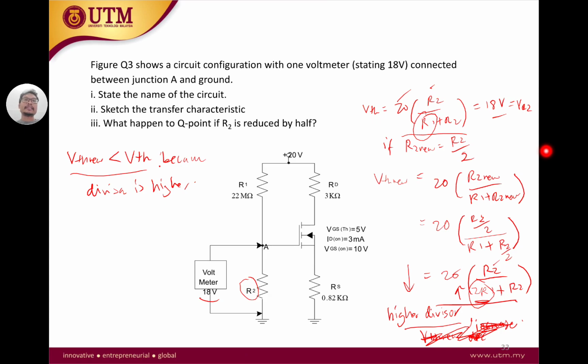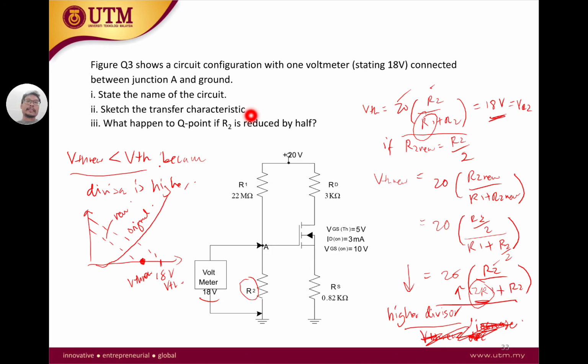So what happened is if our VTH new is smaller, therefore our load line is going to shift down. Initially we have 18 volts VTH. VTH new is probably around there. So VTH new is less, it's going to be less than 18. And then what happened to your load line? So this is your original, and this is your new. So let's say we have something like this.